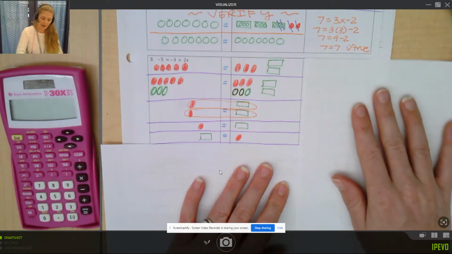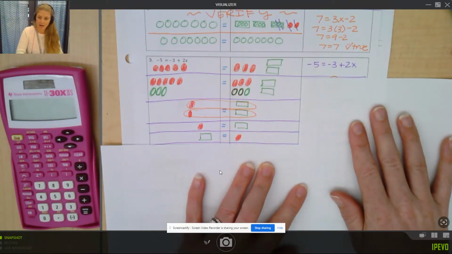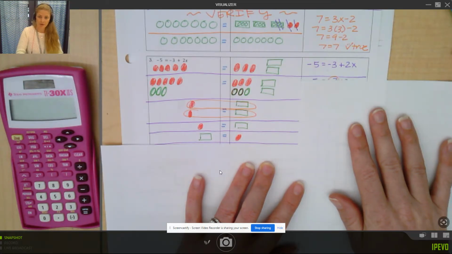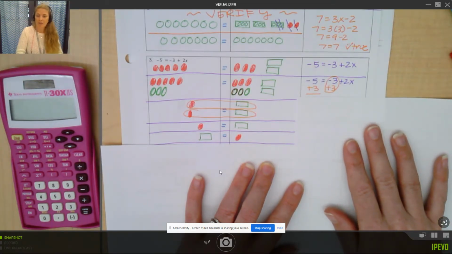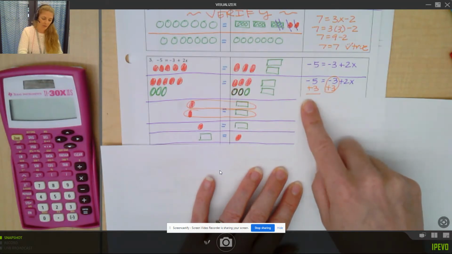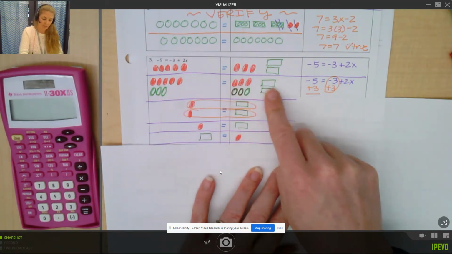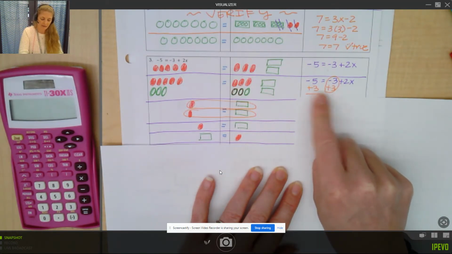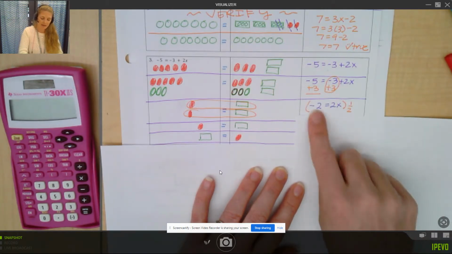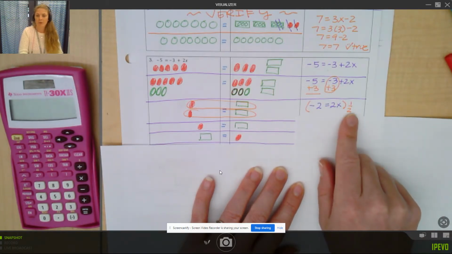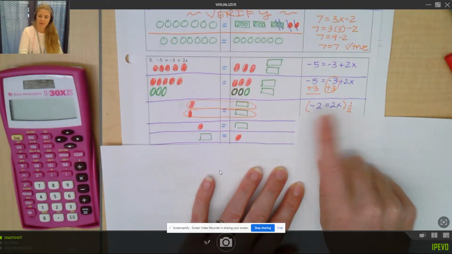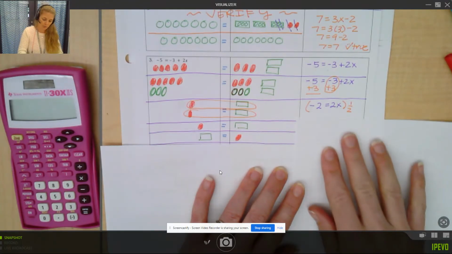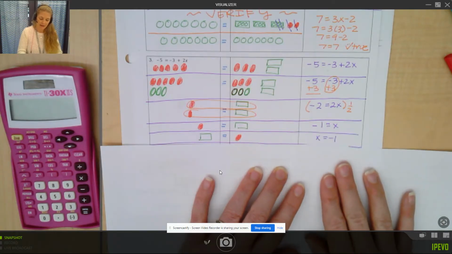The corresponding math, and notice we write each step in a box. -5 equals -3 plus 2x. We start with the original. Then we added 3 to both sides. We always want to get rid of our circles before our rectangles. So undoing -3, we add 3 to both sides, resulting in -2 is equal to 2x. We took the multiplicative inverse of 2, which is 1/2, or split both sides into two groups to get -1 is equal to x, which means x is equal to -1.